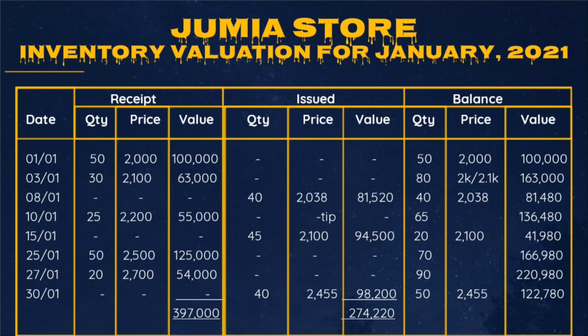So if we now come to the balance side, the last balance, which is 122,780, that represents the closing inventory, which is otherwise also known as the closing stock for the month of January. That is all about the inventory valuation account.